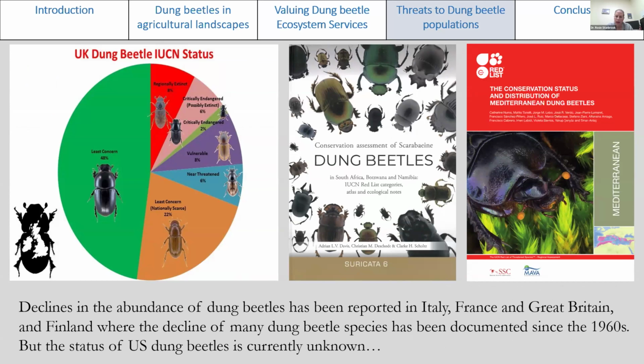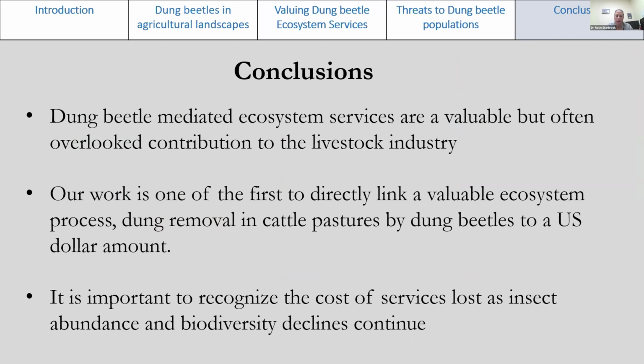We know them from the UK, we know them from South Africa, and we know them from lots of Mediterranean countries. But for the US, we barely know which dung beetles exist where. And we think this is really important because we need to recognize the cost of the services lost as dung beetle diversity and insect abundance and biodiversity decline as a whole.